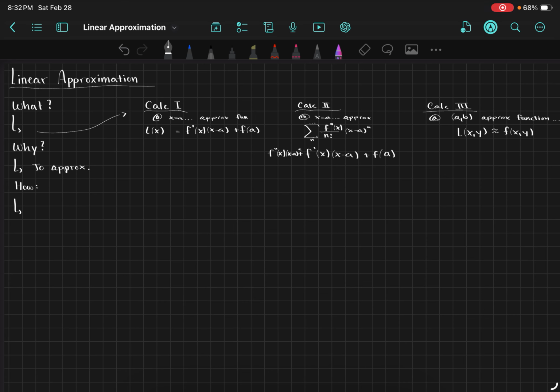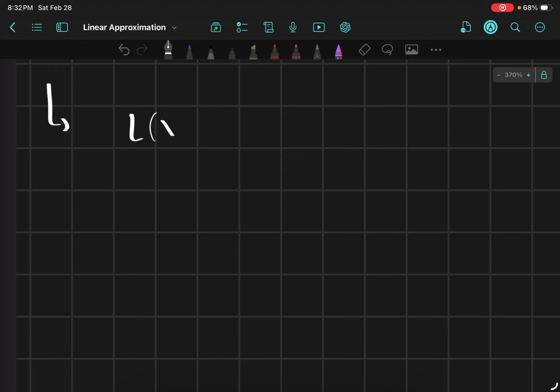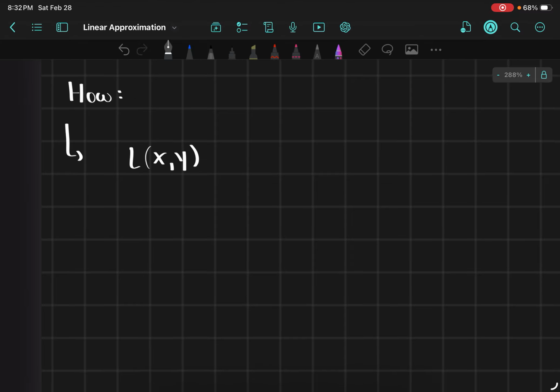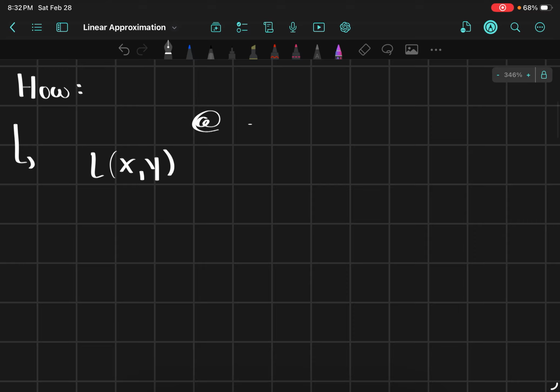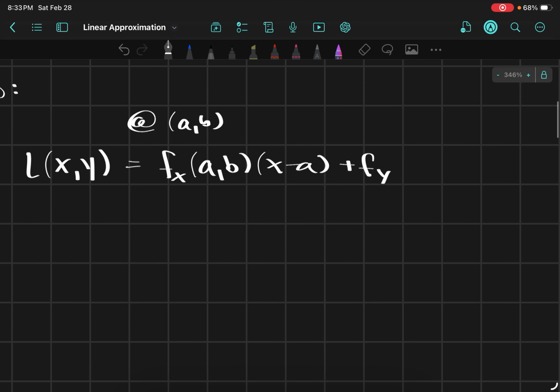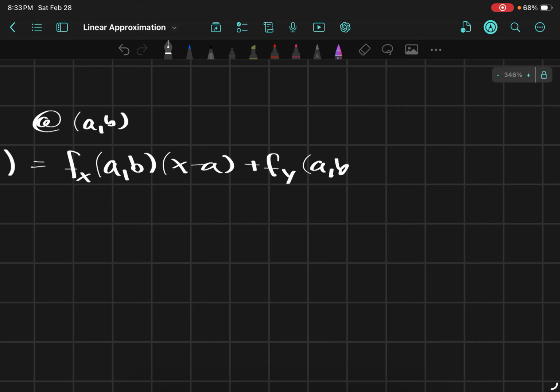So I guess the how now. There are two different functions and theorems, if you will, that we're going to be using here. Our linear approximation of f of x, y at some point a, b is just f sub x at a, b times x minus a, plus f sub y, remember these are partials, at a, b times y minus b, plus f of a, b.